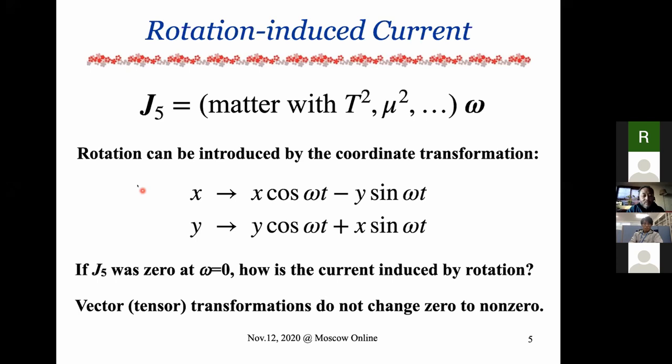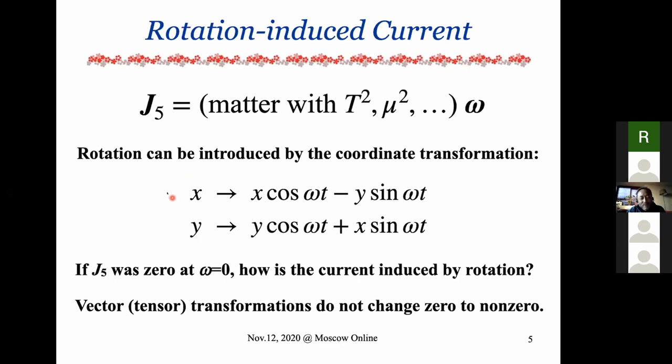But my puzzle was, this J is actually the component of the vector, and I know that the transformation law of the vector or tensor must be the same as this coordinate transformation. And so if this J was zero at some point, then the coordinate transformation should not change it from zero, so the tensor transformation is proportional to the original component. And so if this is zero, then zero is zero, right?